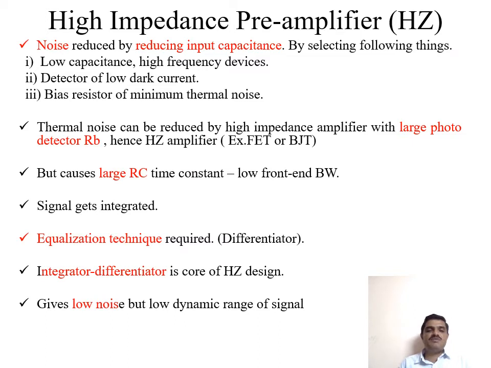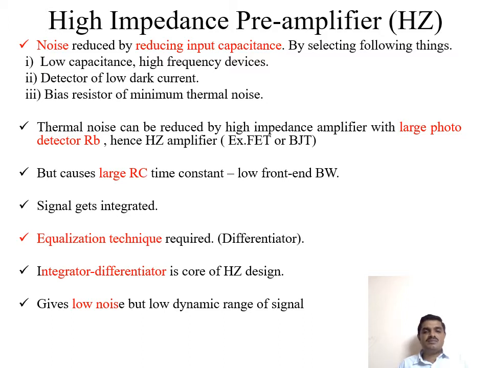High impedance preamplifier. Noise is reduced by reducing the input capacitance, by selecting the following things. First, low capacitance, high frequency devices. Second, a detector of low dark current. Third, a bias resistor of minimum thermal noise. Thermal noise can be reduced by a high impedance amplifier with a large photodetector RP.